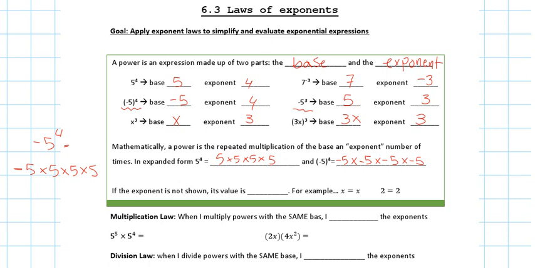So if you're looking at this x, what's the exponent on that x? It's 1. So if you don't have an exponent, it's an exponent of 1. So x is the same thing as x to the power of 1. 2 is the same thing as 2 to the power of 1. So you guys have to be able to recognize this. You have to be able to understand this, because when we use the exponent laws, you're going to have to recognize that there is an exponent there and it's a 1. Okay?